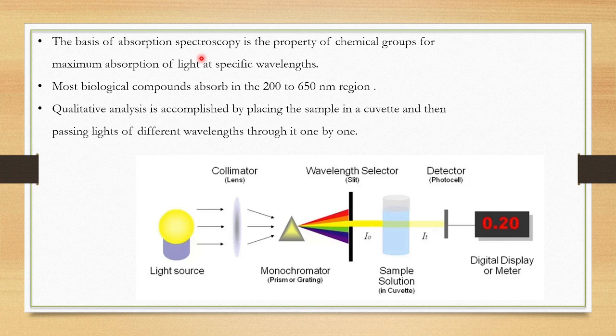The basis of absorption spectrophotometry is the property of chemical groups to absorb light maximally at a specific wavelength. Quantitative analysis is accomplished by placing the sample in the sample solution holder and then passing light of different wavelengths through it one by one.